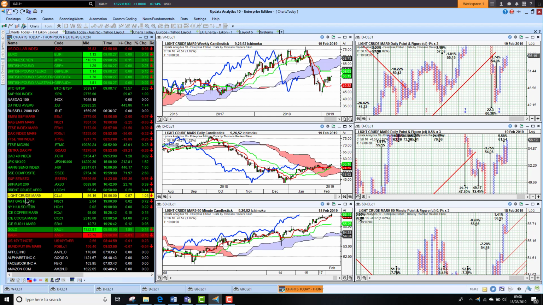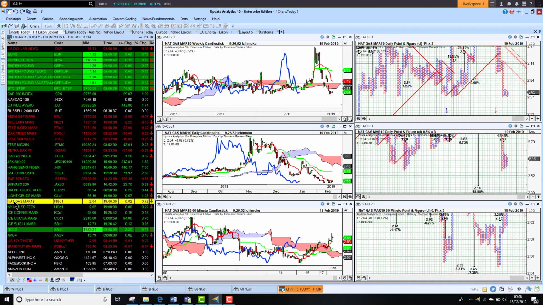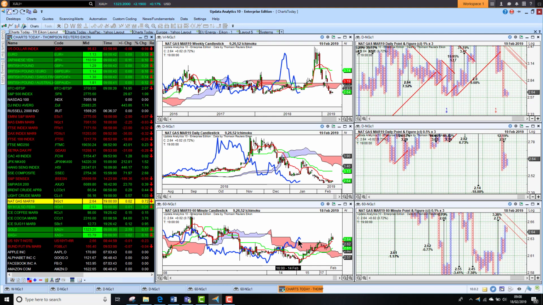WTI, similar picture really. Of course, we are seeing an upside target potential of 9.5% on the mid-term chart, but we haven't got really many targets to play for here either. US nat gas sitting at $2.64. That's taking it just to short-term bullish.